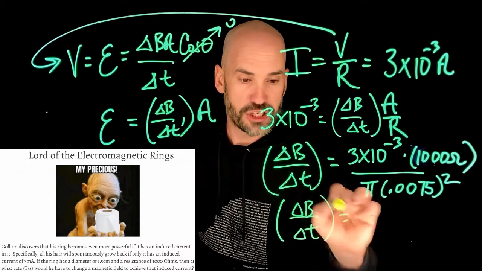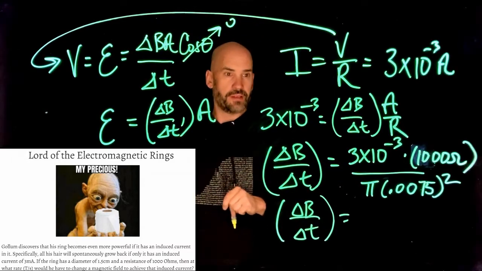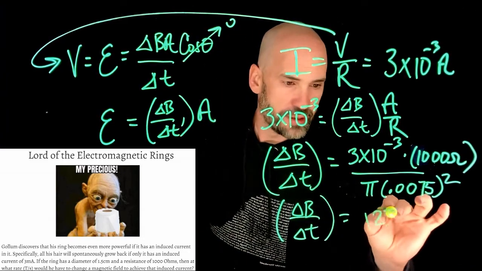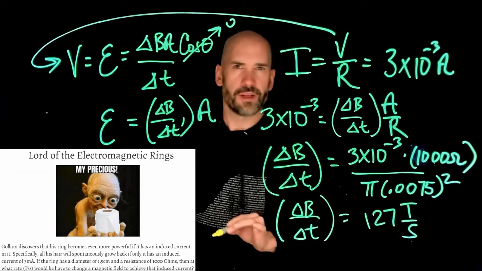And if I put this in my calculator, folks, I get delta B over delta T. In other words, the rate at which the B is changing, right? I get a value of 127 Teslas per second. All right?